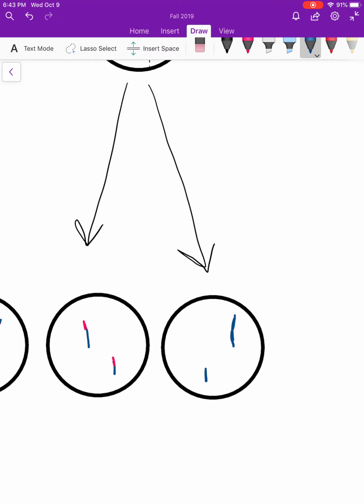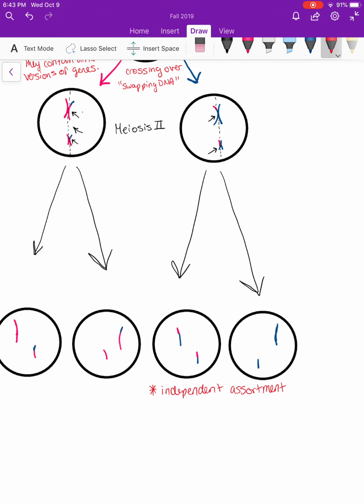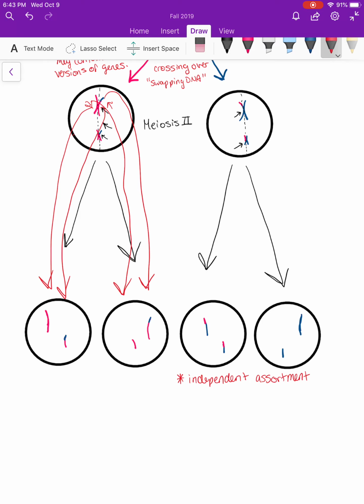So, why did I choose to do that? How did I have that choice? Well, that's where the concept of independent assortment comes in. So independent assortment is basically the fact that all of these chromosomes in here didn't specifically have to go into a particular cell. This one didn't specifically have to go into this cell, and that one didn't have to go into that cell. It could have been vice versa. This chromosome could have gone into this cell, and that one could have gone into that cell. So the fact that they have the choice, not really by choice, but by random chance, as to which one they go into, is another component that creates genetic diversity.